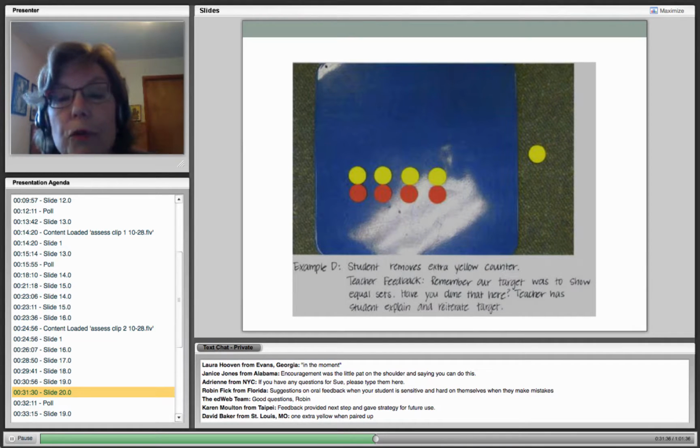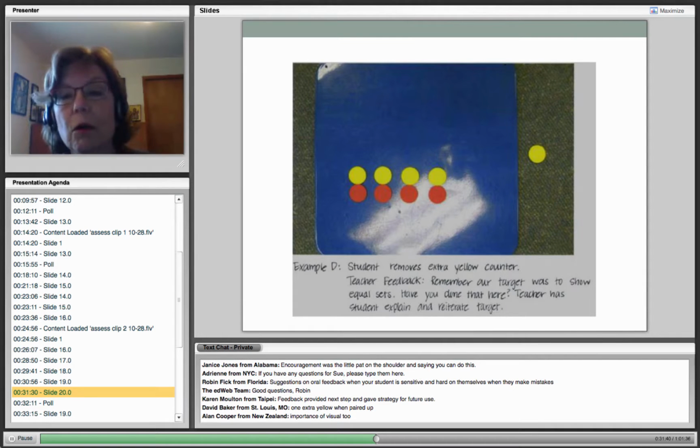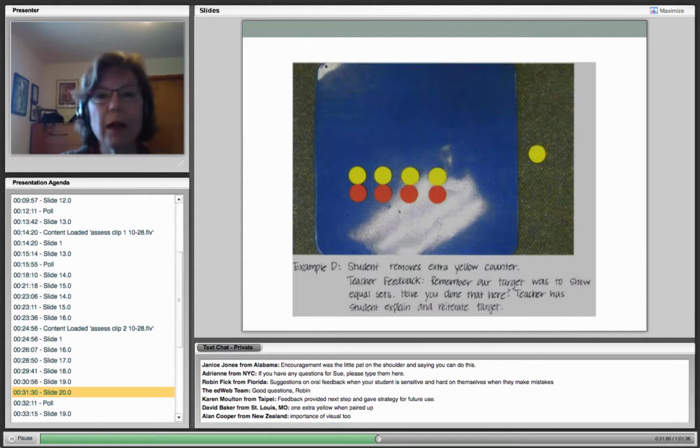And so the student removed the yellow counter, and the teacher said, remember our target was to show equal sets. Have you done that here? And the student, of course, would say yes. So I like this little sequence because it shows a couple things. One is it shows that the principles for feedback work even for little tiny kids. And 2 is that it shows this sort of feedback in action.